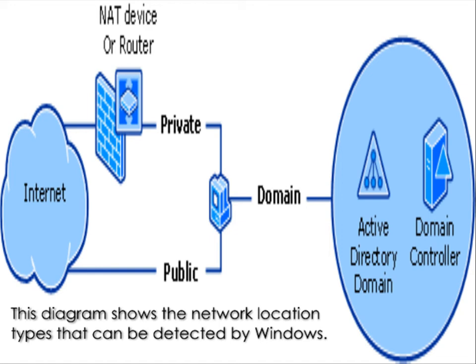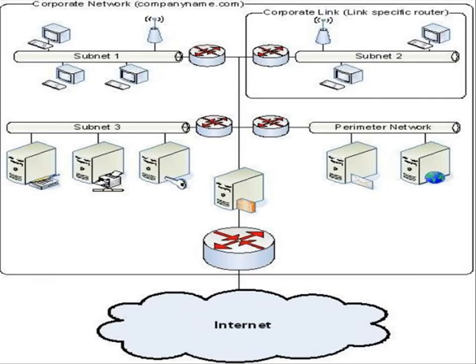Last is the domain, in which the domain network location type is detected when the local computer is a member of an Active Directory domain and the local computer can authenticate to a domain controller for that domain through one of its network connections. The following figure shows a simplified corporate network connected to the Internet.